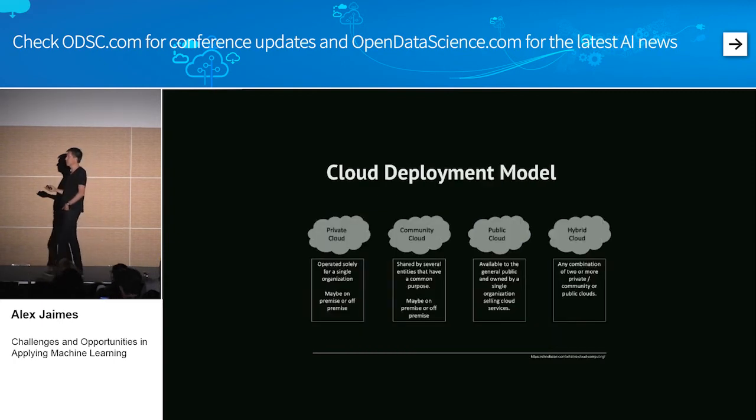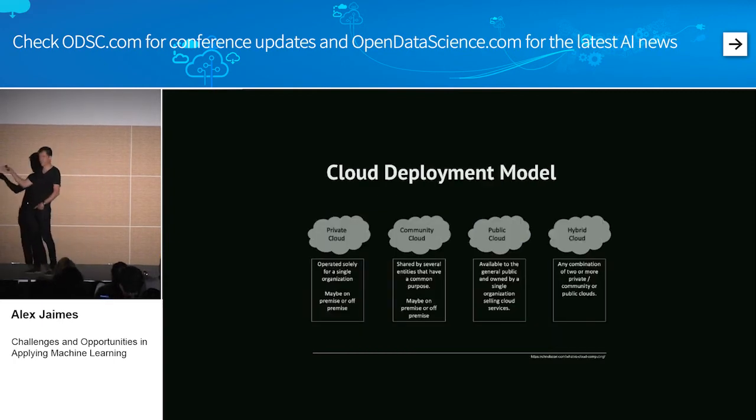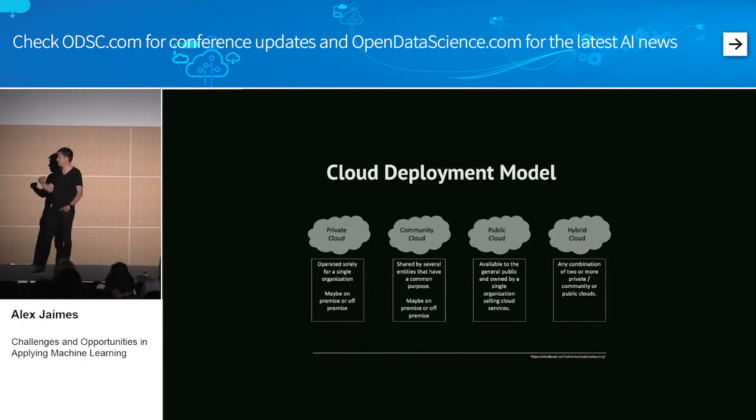And then in terms of deployment, you can have either private cloud, or community cloud, which is shared by a bunch of companies or organizations. Then there is the public cloud. The private one is only specific to that company. The public cloud, things like AWS and Google Cloud and so on, and Microsoft Azure.